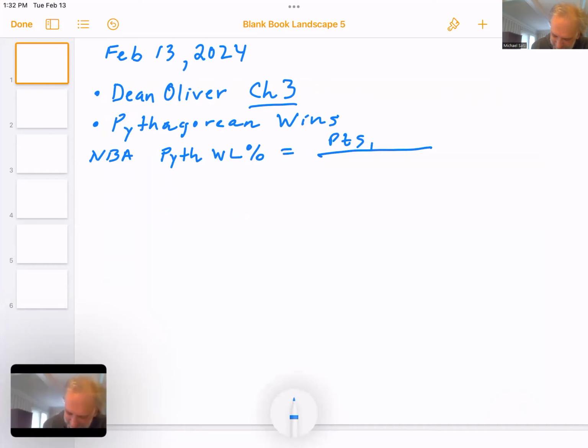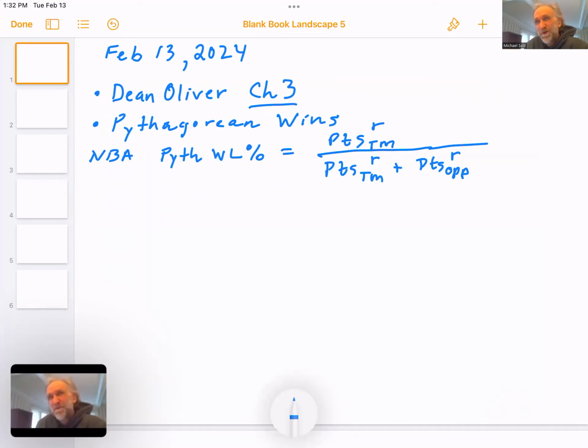Points team, let's put a little subscript team here, to the R power, points team to the R power plus points opponent to the same R power. So it's a simple equation that just uses points. It uses the percent of points for you squared over the sum of the squares of points that you scored and your opponent scored. So you can see if your opponent scored exactly the same as you, then your Pythagorean won-loss record is going to be half wins, half losses.